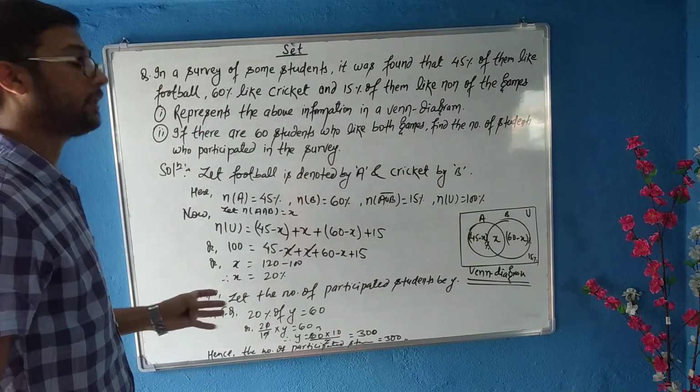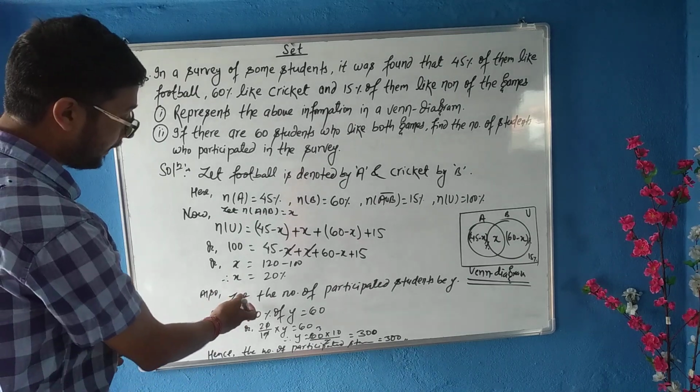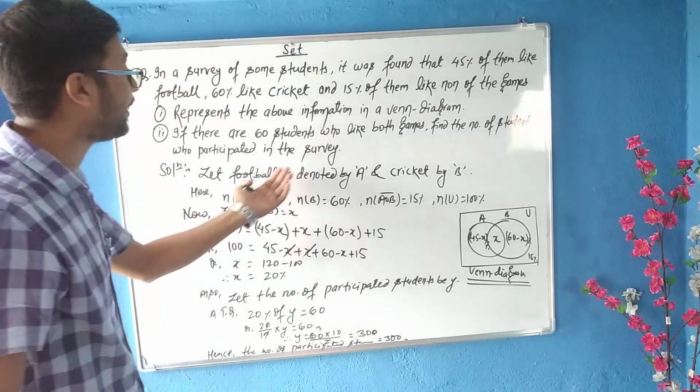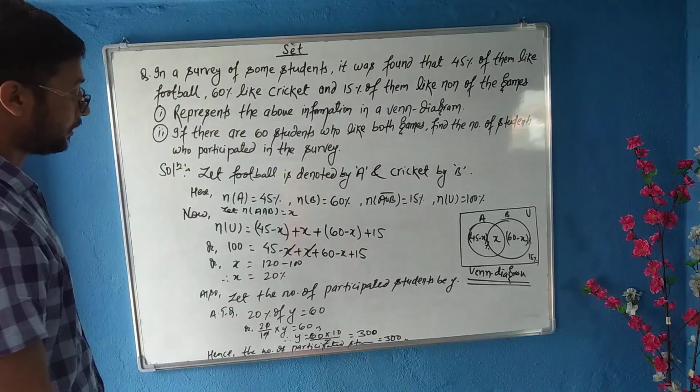So that we can calculate the total number of students. Again we should let the number of participating students be y. We don't know it because we are going to find out the participating number. So let it be y.